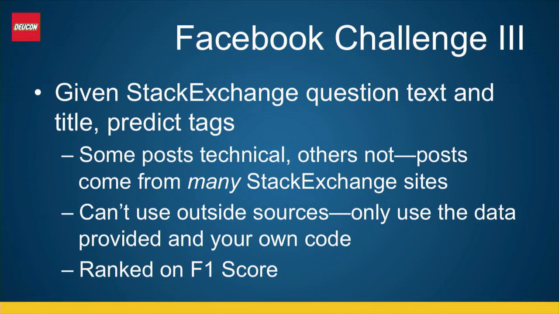And then the ranking on this, so the only other constraint was you can't use outside sources. You can only use the data that they provide. So you can't go out and actually search Stack Exchange to find out what those tags are and bring them back, or use Wikipedia to get some semantic hierarchy out of that to pull in. You had to just use the data that they provided. And then you're ranked on F1 score. And I'll talk about that in a minute.